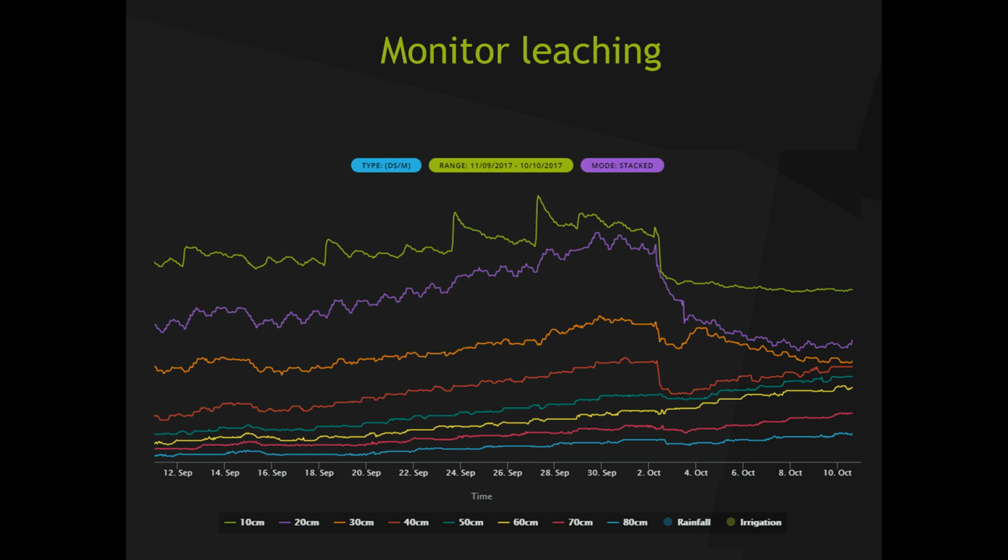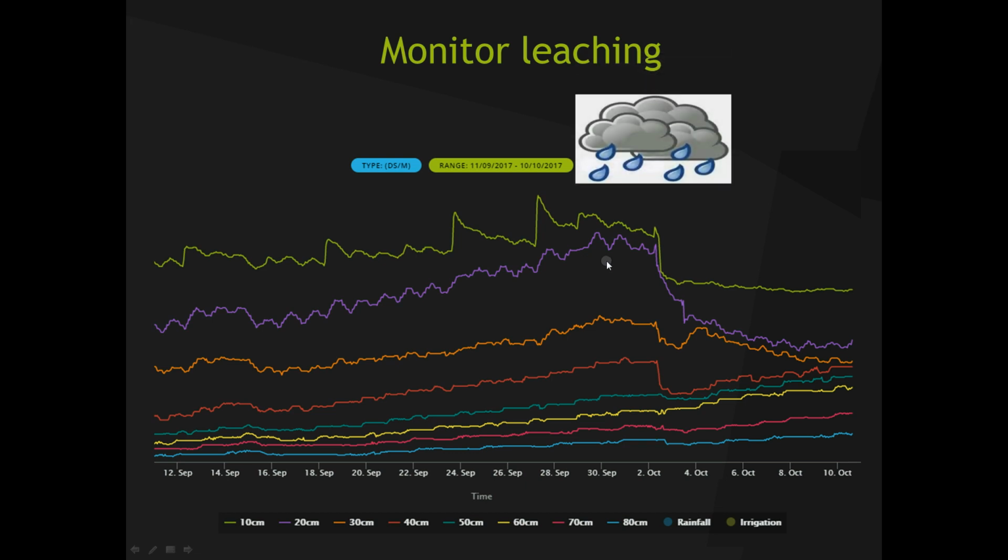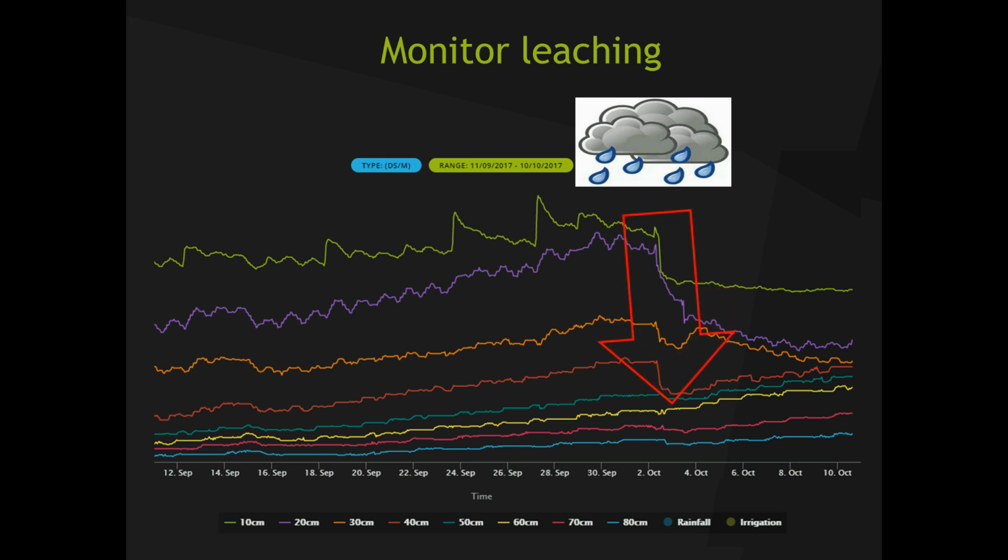Here we can see how EC levels trend over time, with levels increasing up until early October. We can then see if or how far these salts or fertiliser are leached after rainfall or irrigation.